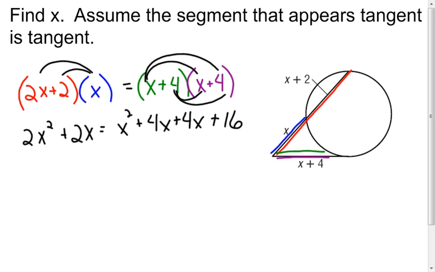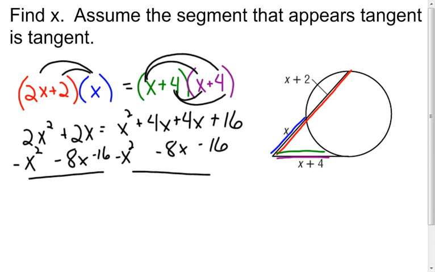And one way to solve a quadratic equation is to get one side equal to 0. What I'm going to do is get my right side equal to 0, which means I'm going to have to subtract an x squared, subtract the 8x, and subtract the 16. Do the same thing over here. Subtract the x squared, the 8x, and the 16. And now I'm going to be left with x squared minus 6x minus 16 equal to 0.